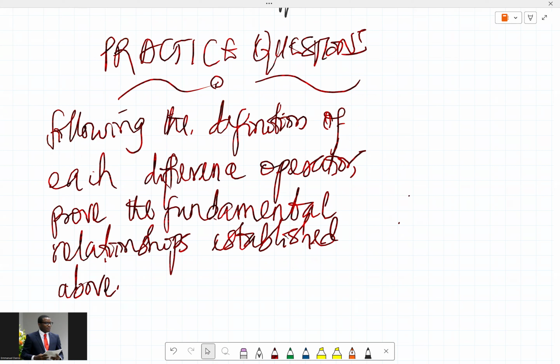In the next video, I'm going to use these difference operators to do some calculations, and you'll see how useful they are because they are really straight to the point.